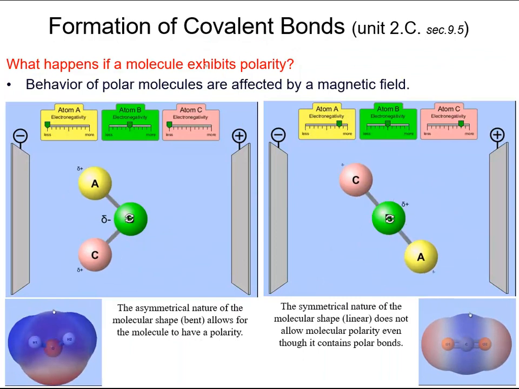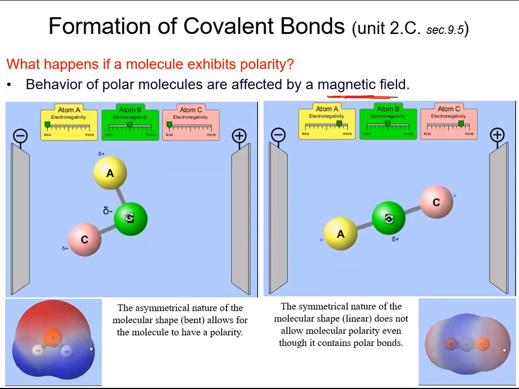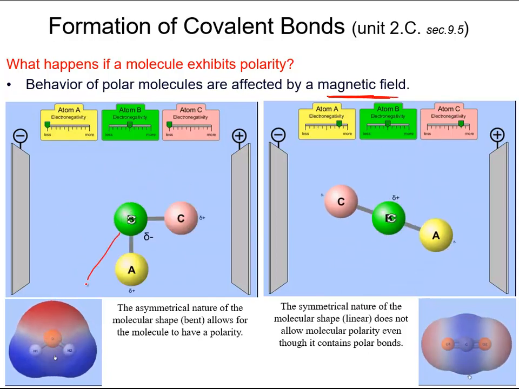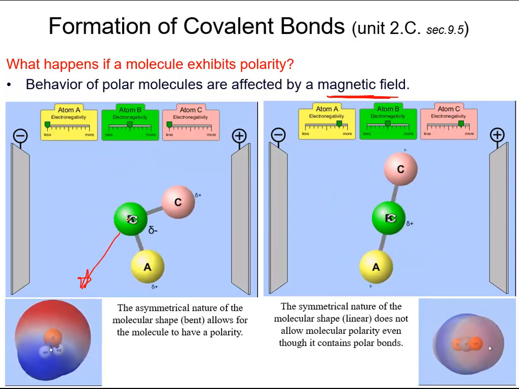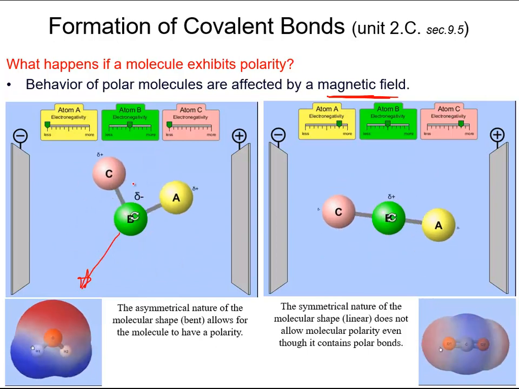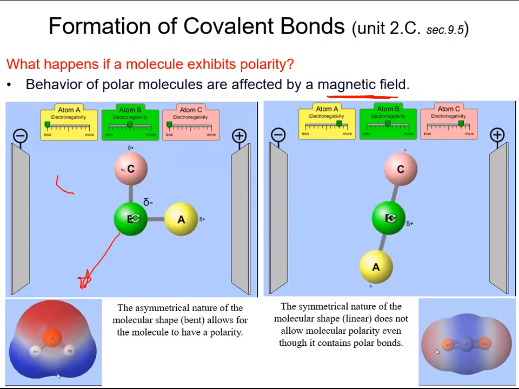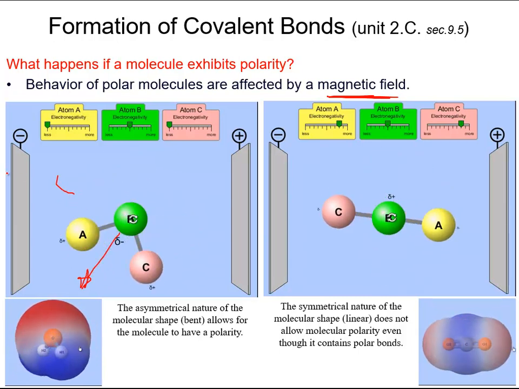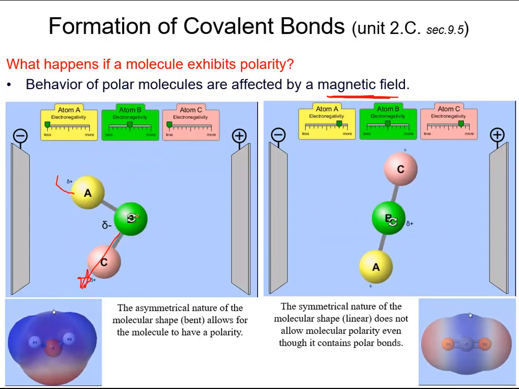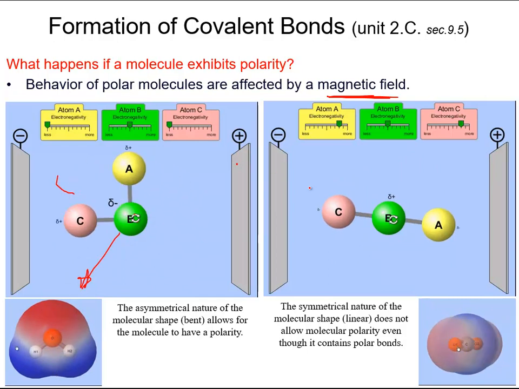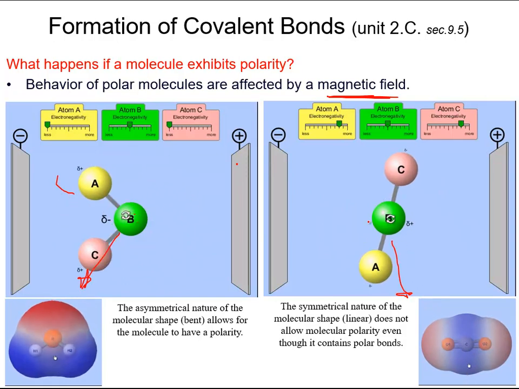So what happens if a molecule exhibits polarity? If molecules exhibit polarity, then they're going to be affected by an electric field. Here's water, showing you the polar bonds. But the molecule itself is also polar. As you see, the positive ends are always attracted towards the negative side. Look at A and C: A and C are always attracted towards the negative side. And B, which is the oxygen, the negative side, is always attracted towards the positive end. But for CO2, because of the nonpolar nature of CO2, there's no attraction.